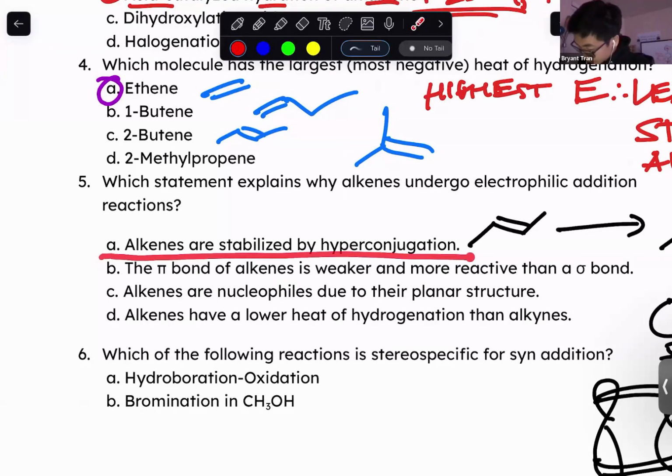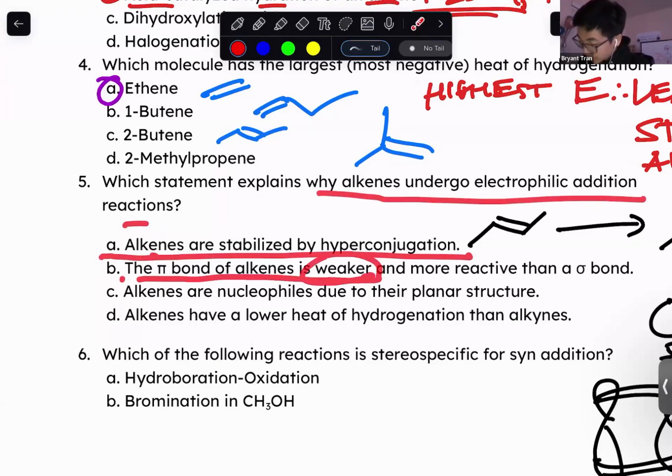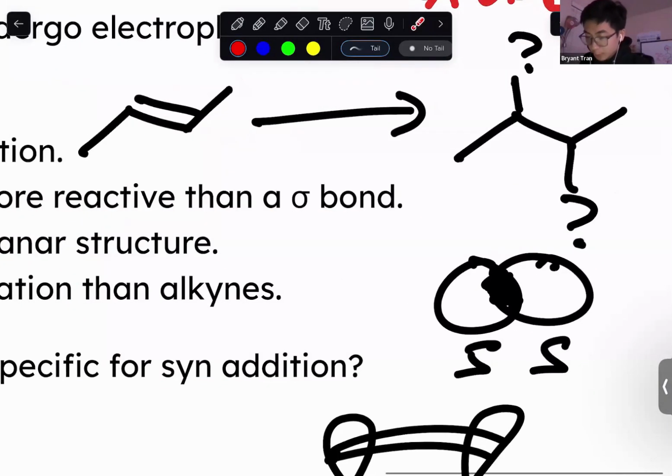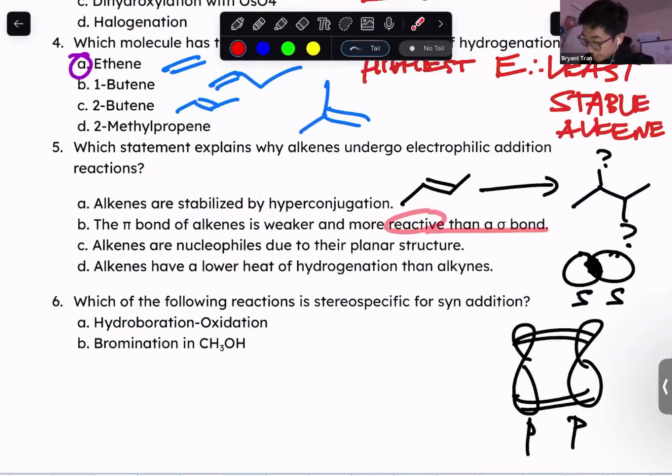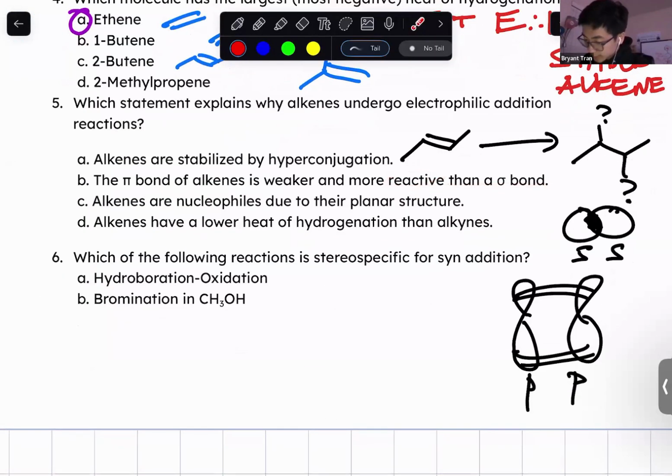Alkenes are stabilized by hyperconjugation. That does not explain why alkenes undergo electrophilic addition reactions. That's going to explain why more substituted alkenes are more stable. B, the pi bond of alkenes is weaker and more reactive than a sigma bond. Yeah, it will be more reactive than a sigma bond because the alkene bond is weaker, so it's going to be less stable. And if it's less stable, it's going to be more reactive than the sigma bond. So that's good.